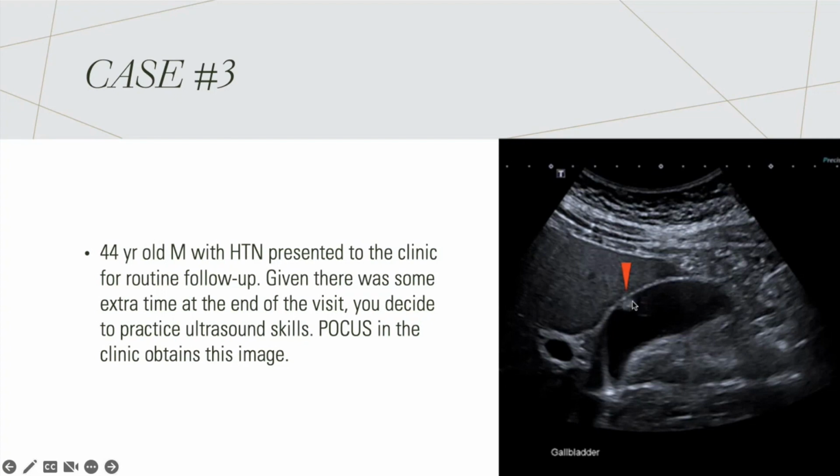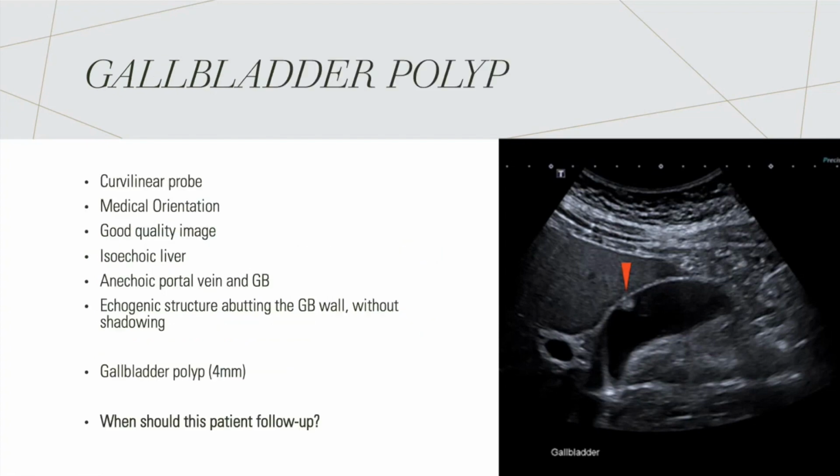Adherent to the wall, it doesn't seem to have any shadowing casting down here. And then we see the portal vein here to the left. So this is actually a gallbladder polyp.